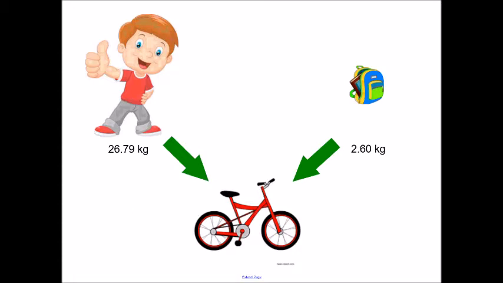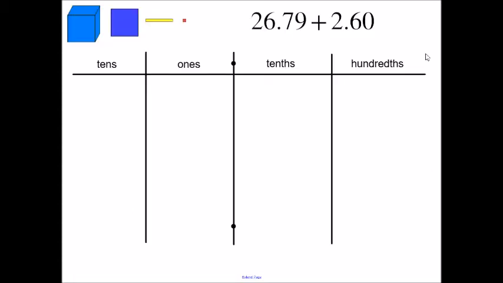So what we're going to do is we're going to take a look at this on a base 10s chart. Now, these are going to have slightly different values. So one of these is going to represent 100th. The rod is going to represent a 10th. The square is going to be a 1, and this is going to be a 10. I'm just going to make that one a little bit smaller, maybe.